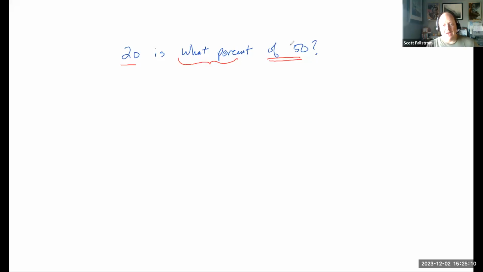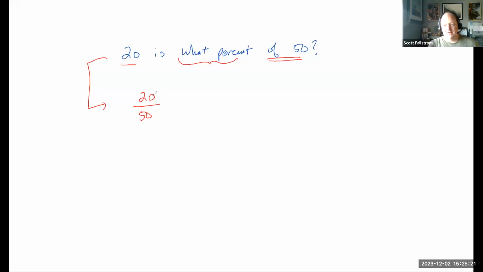So if we say 20 is what percent of, what do we want to say? 50? Okay. So when you look at this, this question is giving you some kind of ratio, right? 20 is what percent of 50? Okay. So the of is telling you what things are out of. So out of 50, you have 20. What percent is that?